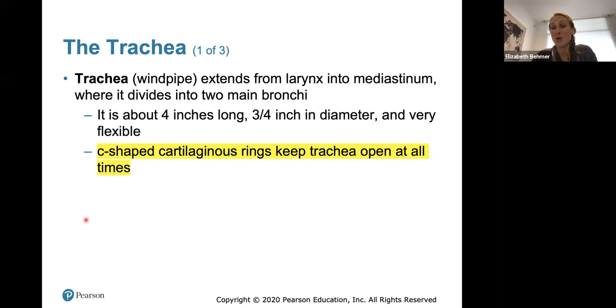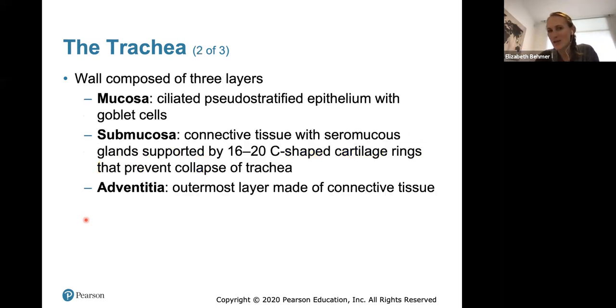It's always held open by C-shaped cartilaginous rings. And you can feel those rings if you feel your throat. You kind of feel hard pieces. Those are C-shaped cartilaginous rings that are keeping your trachea open for good reason, to keep it open all the time so that air can pass through.